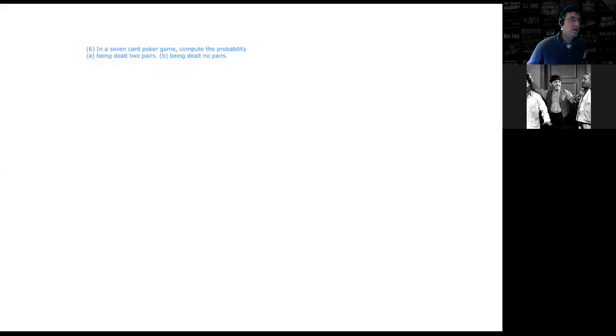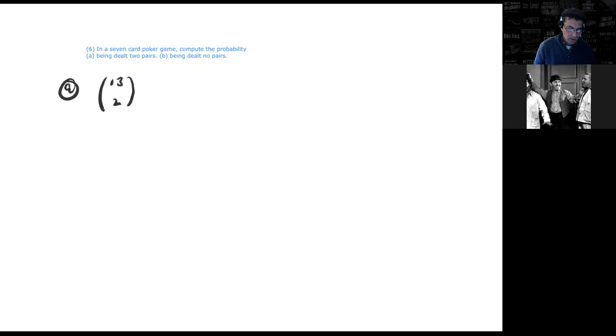Okay, so problem 6. In a 7-card poker game, compute the probability of being dealt 2 pairs. Okay, so let's get started with it. So how are we going to get dealt 2 pairs? Well, you have to choose the value of each pair. Are we getting 2 5s and 2 7s? So there are 13 different values of cards, and so we have to choose 2 out of the 13 to build the 2 pairs from.